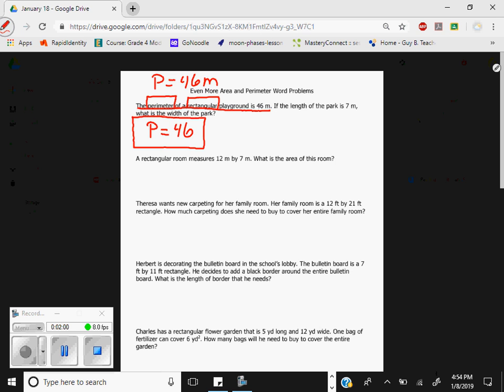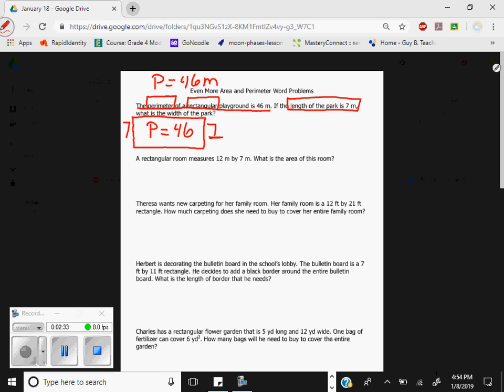Now, in the second sentence, it says the length of the park is 7 meters. Well, you're given one of the sides. And remember, it really doesn't matter if you put that 7 on the top, on the bottom, or on either of the sides. Just put it on one of the sides. I'm going to put it on this side. Now, since we know that the opposite sides of rectangles are the same, if this side is 7, then the other side, the opposite side, must also be 7.